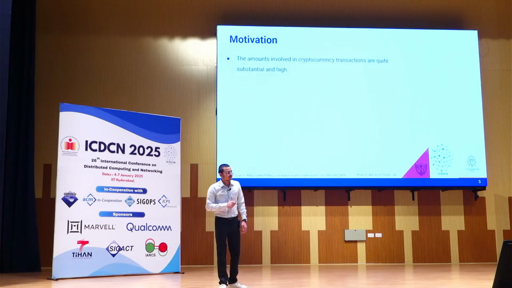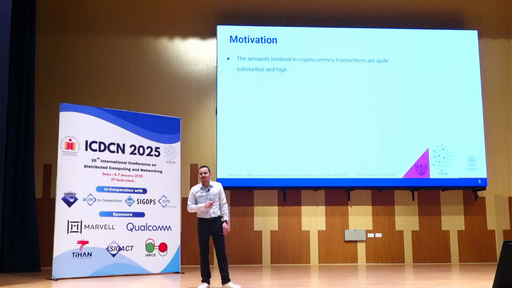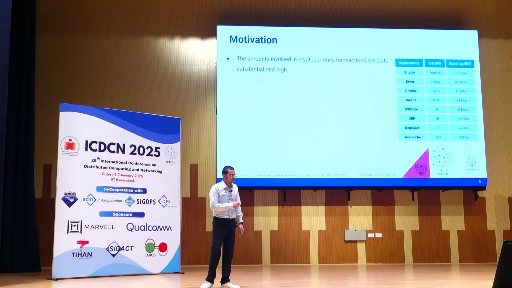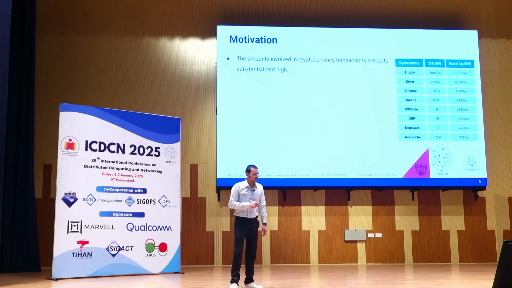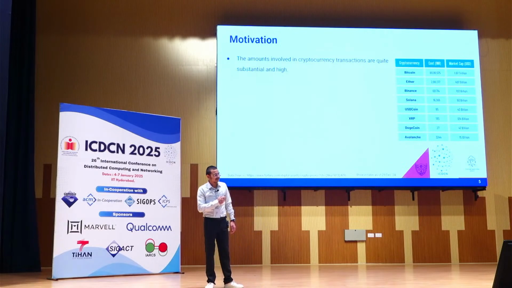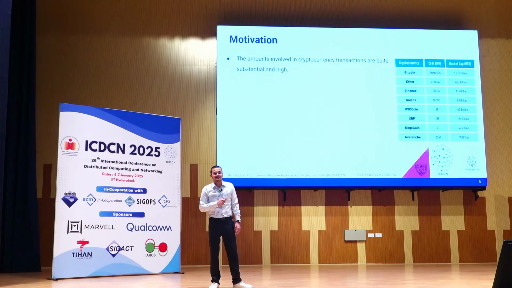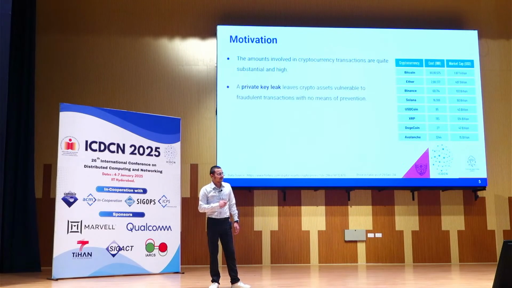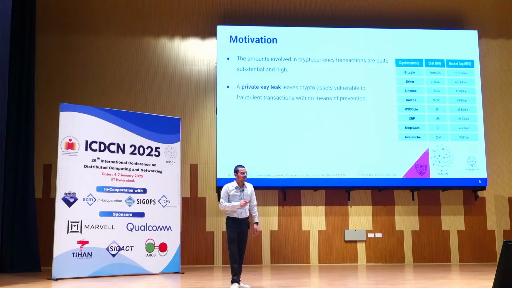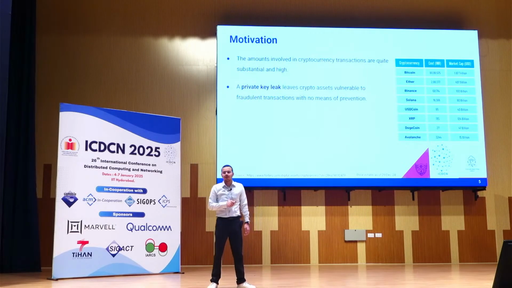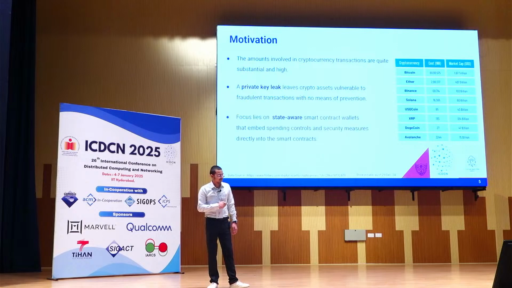This brings the motivation for this research work: the amounts involved in cryptocurrency transactions are quite substantial. For example, you can see the rates of 29 December 2024, and the market caps of these cryptocurrencies are quite high. So even if the private key is leaked and the attacker can transact on your behalf, this will leave crypto assets vulnerable to fraudulent transactions without any means of prevention.